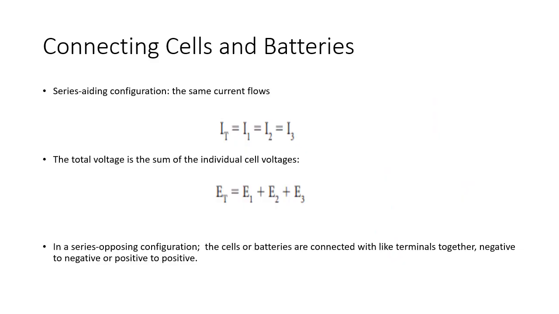In a series aiding configuration, the same current flows through all the cells or batteries. This can be expressed as I total equals I1 equals I2 equals I3. The subscript numbers refer to the number of each individual cell or battery. The total voltage is the sum of the individual cell voltages and can be expressed as E total equals E1 plus E2 plus E3. In a series opposing configuration, the cells or batteries are connected with like terminals together, negative to negative or positive to positive. However, this configuration has little practical application.